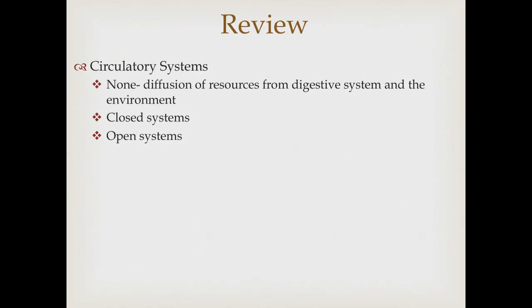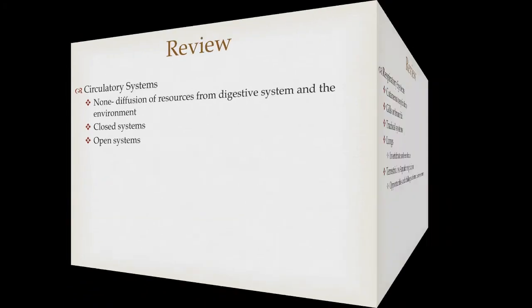So in review, we talked about the circulatory system seen in animals. Small animals don't have to have a circulatory system. They simply have diffusion of resources from the digestive system and the environment to deliver the materials directly to each individual pocket of the body. Other animals have closed systems, and some animals have an open system where there's pumping of blood, but it's not within a series of closed tubes.